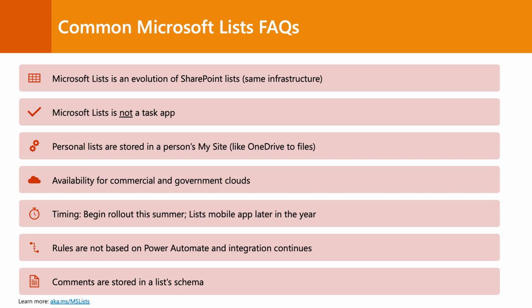Second, Microsoft Lists is not a task app. Third, personal lists are stored in a person's My Site. This is similar to how OneDrive files are stored, and we like to point this out because it can be a little confusing where that content is stored when a user saves to My Lists instead of a team site.